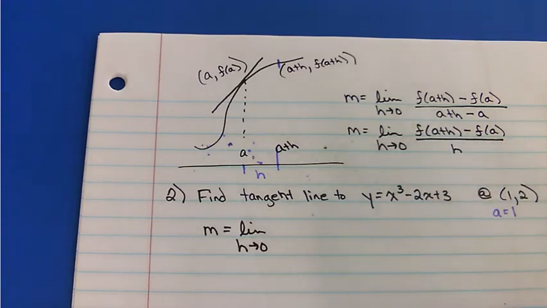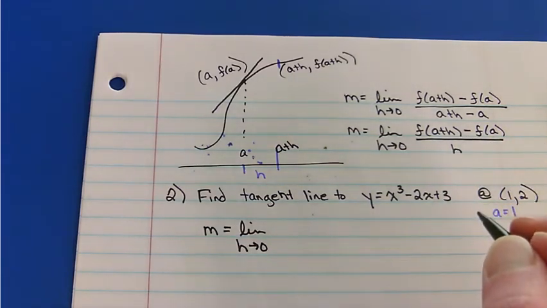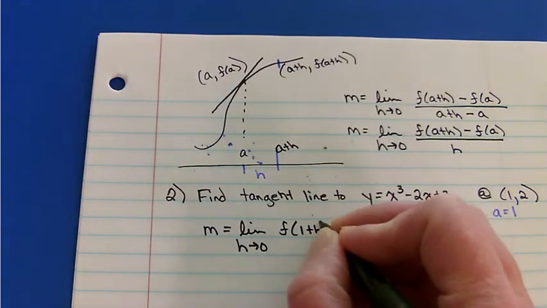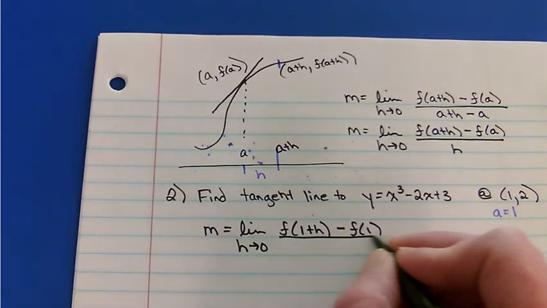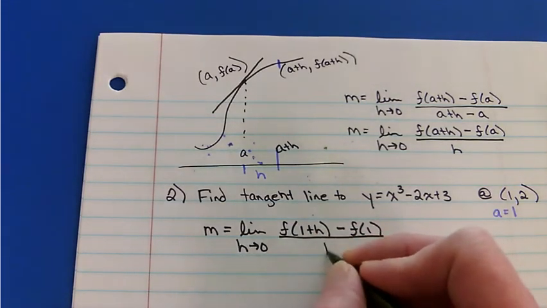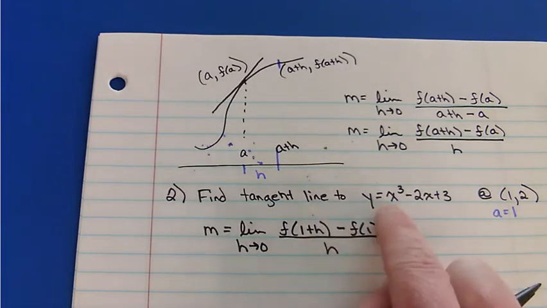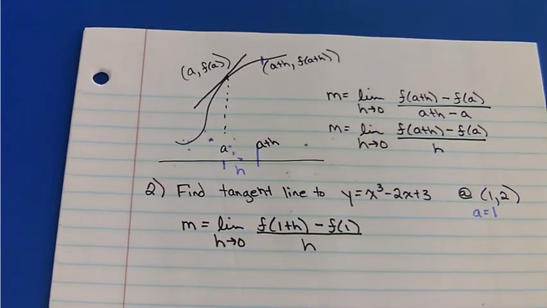So f of A plus h, that's going to be 1 plus h. So I'm going to actually write that. That's going to be 1 plus h minus f of 1 over h. Now I've got to plug in 1 plus h into this function. So I'm going to kind of come off to the side here.